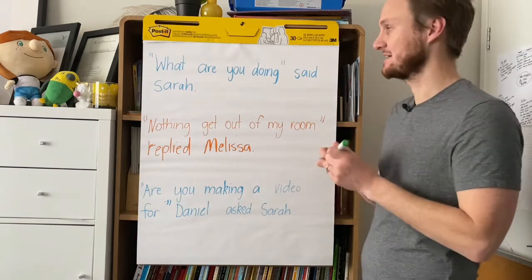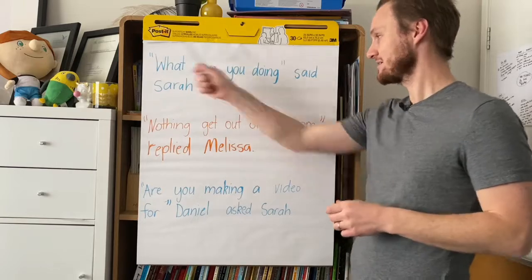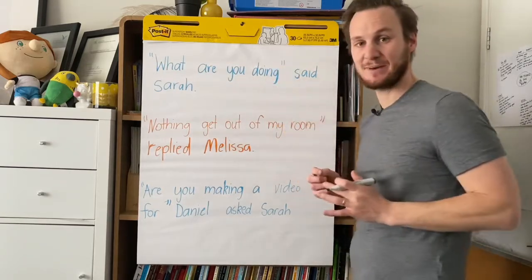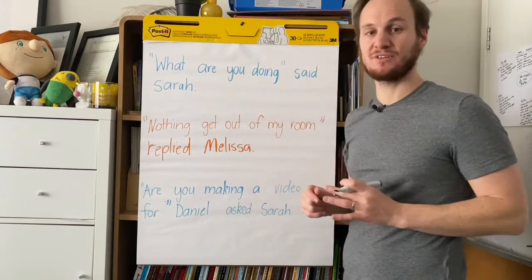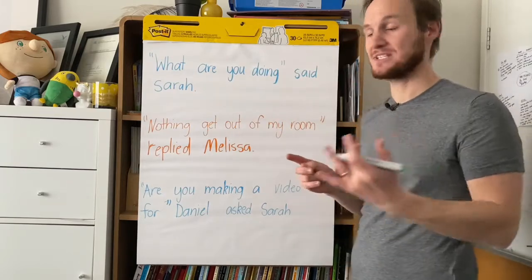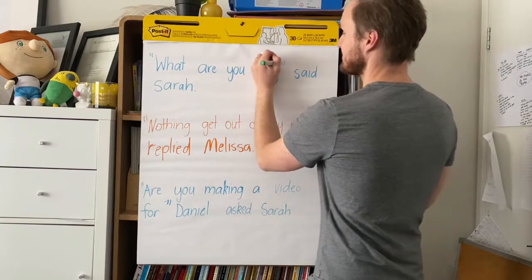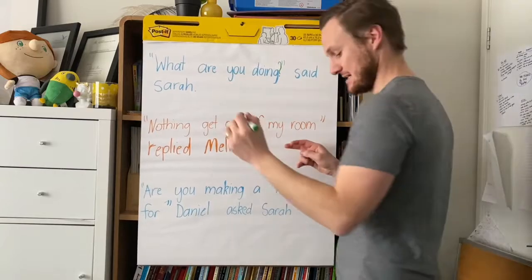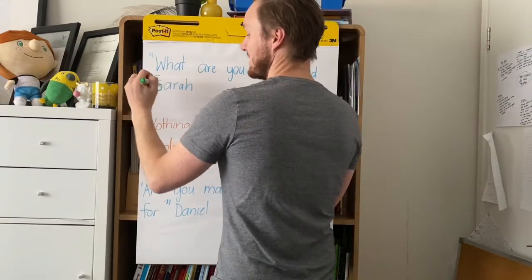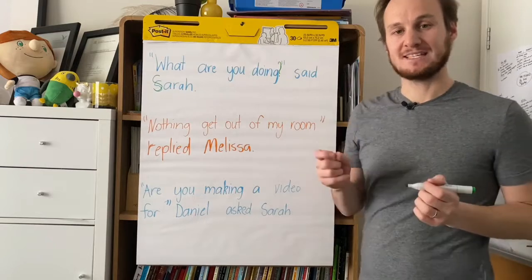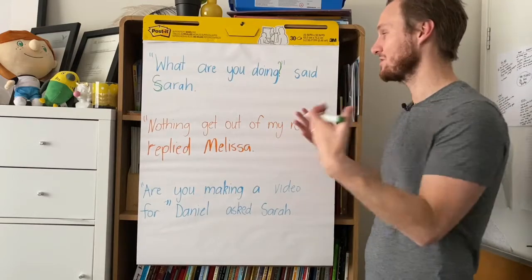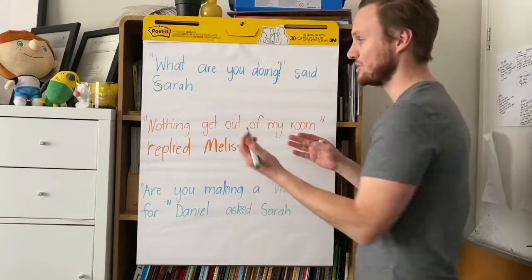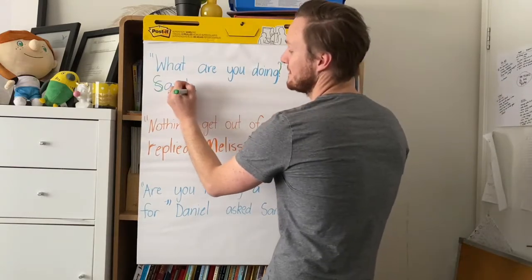So firstly, punctuation. What are you doing? The speech marks are around the exact right spot, but you can see at the end of the speech marks here, there is no punctuation before the end of it. So what are you doing is a question, so there's no need for a comma because it's a question. So what are you doing, said Sarah. Now, never mind the fact that Sarah should be a capital S. We don't know how Sarah's doing it. So what are you doing, said Sarah? We're going to change that full stop into a comma.